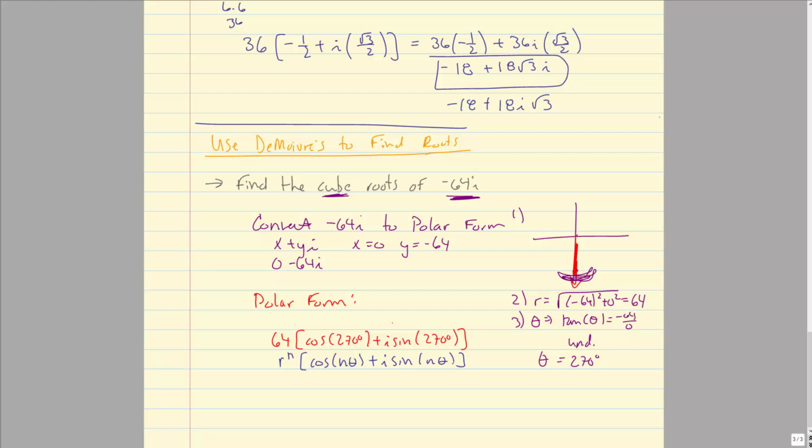Now we're talking about cube roots here, and because we're talking about cube roots, I can change this n to a 3. So this would be r to the 3rd times cosine of 3 theta plus i sine of 3 theta. So we can see right away that if I take this 64 and rewrite it, that would be 4 cubed times cosine of 270 plus i sine of 270.